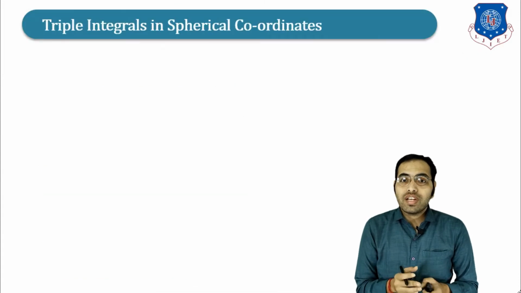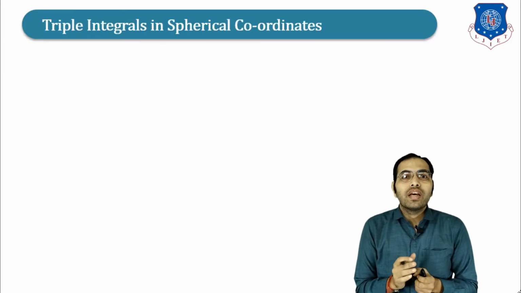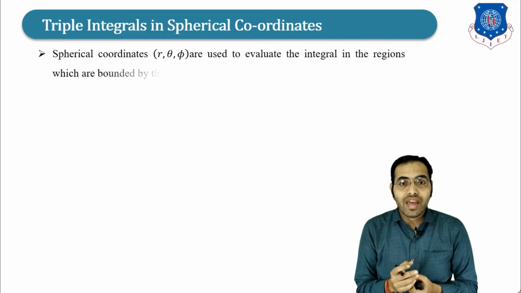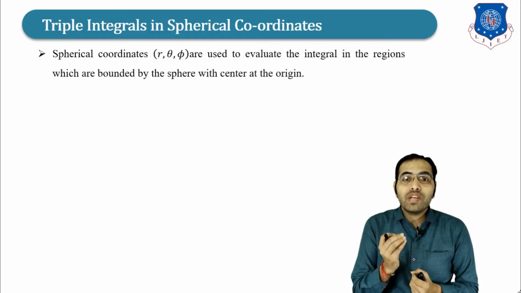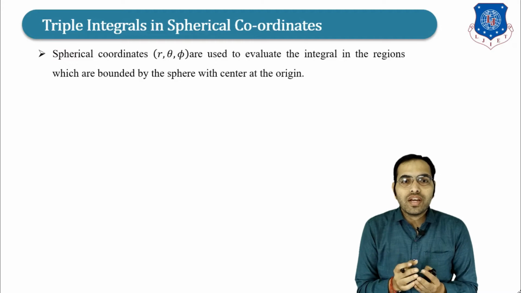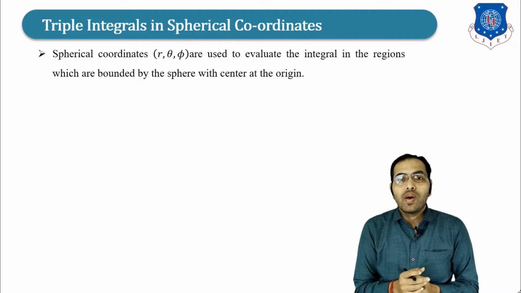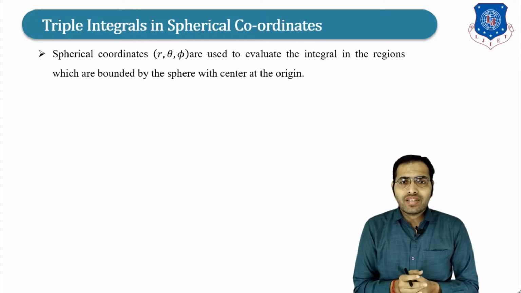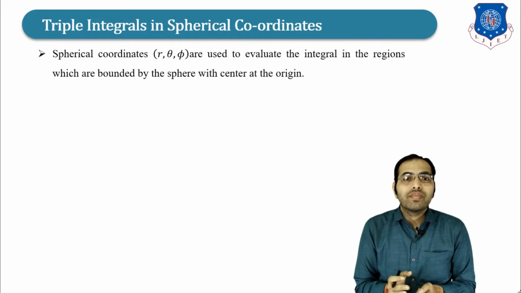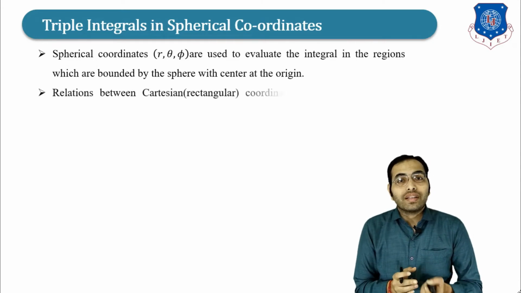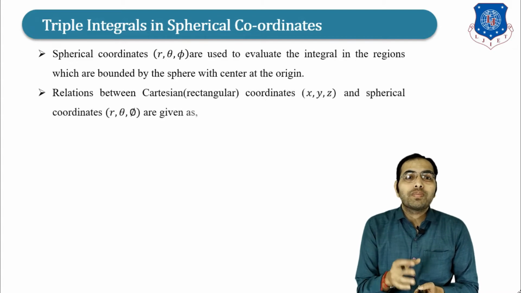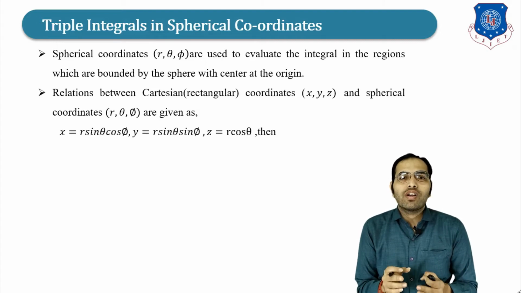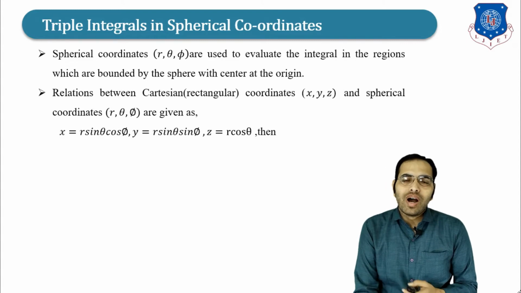Firstly, we have to discuss the triple integral in spherical coordinates. In spherical coordinates, that means r, theta, phi, are used to sometimes evaluate the integral in a region which is bounded by a sphere with center 0, 0, 0 or the origin. It is not necessary that every time it is a sphere. The relation between the Cartesian coordinate system and the spherical coordinate system is x equal to r sin theta cos phi, y equal to r sin theta sin phi and z equal to r cos theta.